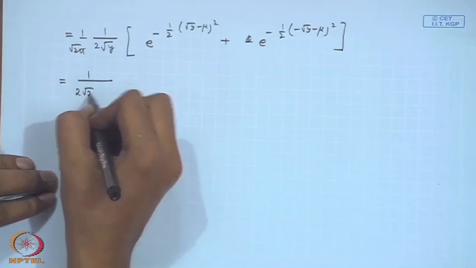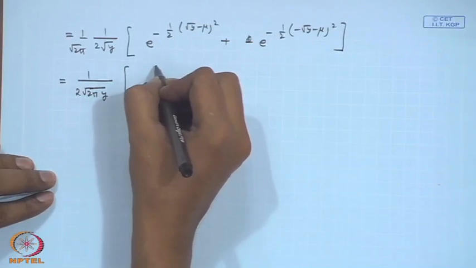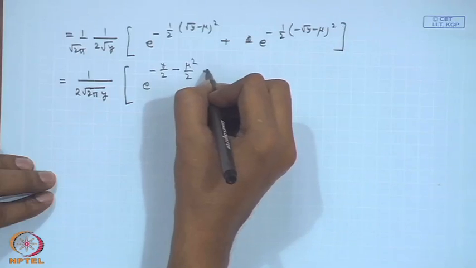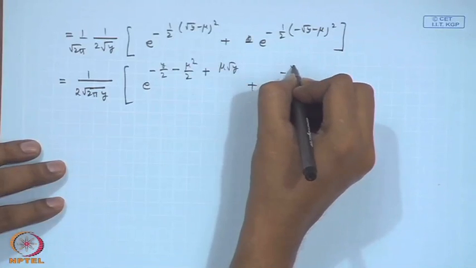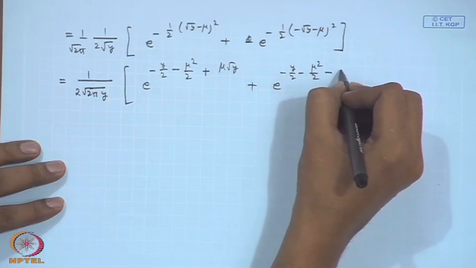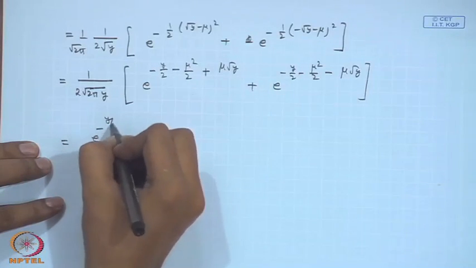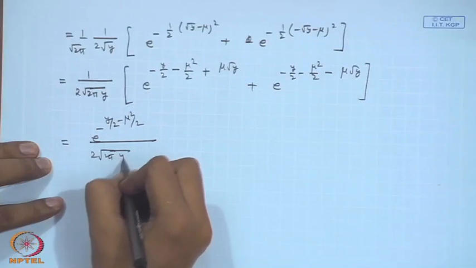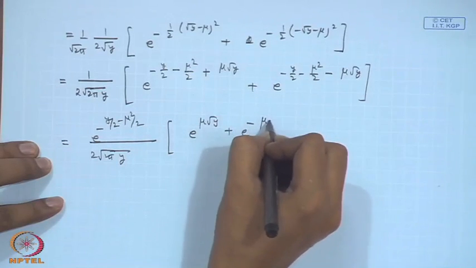So, this is becoming equal to 1 by 2 root 2 pi y, and this term here I can write e to the power minus y by 2 minus mu square by 2 plus mu root y. Similarly, in the second part it will become minus y by 2 minus mu square by 2, and this one will give me the minus sign, minus mu root y. So, this term I can keep outside, it will become e to the power minus y by 2 minus mu square by 2 divided by 2 root 2 pi y. I get e to the power mu root y plus e to the power minus mu root y.